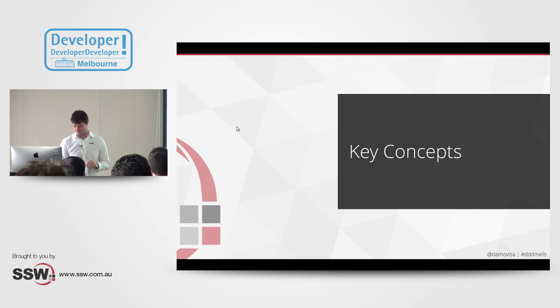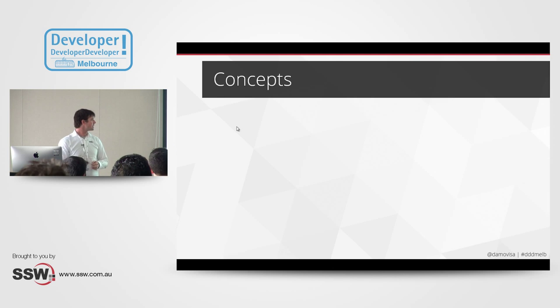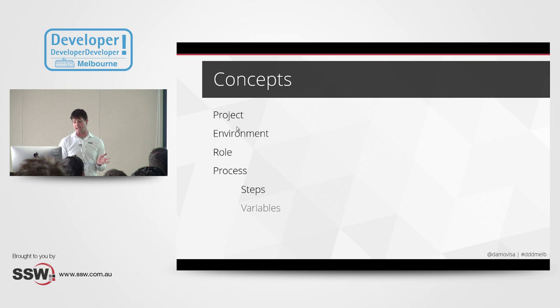All right. So look, I just want to go over some of the key concepts of Octopus. We all understand roughly how it works, but some of the key concepts are the concept of a project, an environment, a role that a server will have, a process, which is the steps you need to deploy stuff, as well as variables you can use and also a library that you can plug into and things like that.